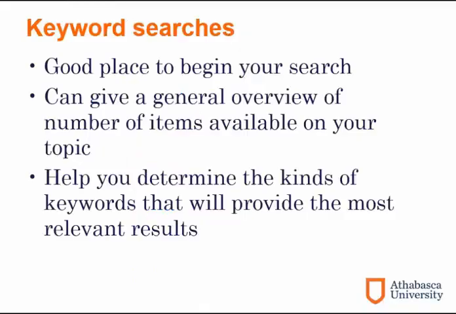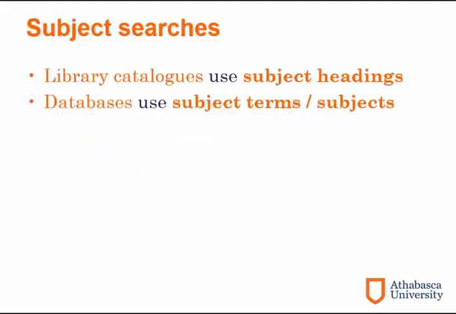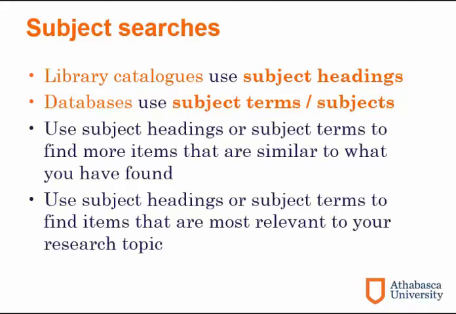Keyword searches are a good place to begin your research, as you can get a good sense of the kinds of keywords that are useful for finding items relevant to your research topic. You can then look at the subject headings in a library catalog and subject terms in a database for the books and articles that you find, and then use these subject headings or subject terms to find more items that have also been described in this way.